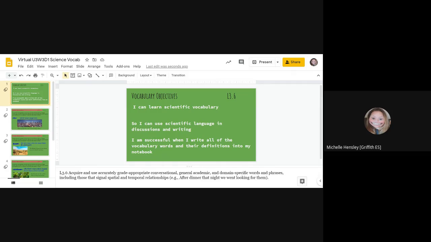Language, right? Words. We're going to learn and use new words that might just be conversational words. They might be general kind of academic words related to learning, or domain specific words like science words. Okay, so science words are domain specific. That means they apply to a specific area, and that's what we're going to work on today.